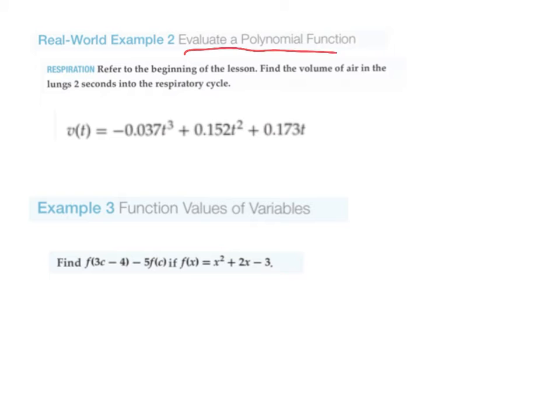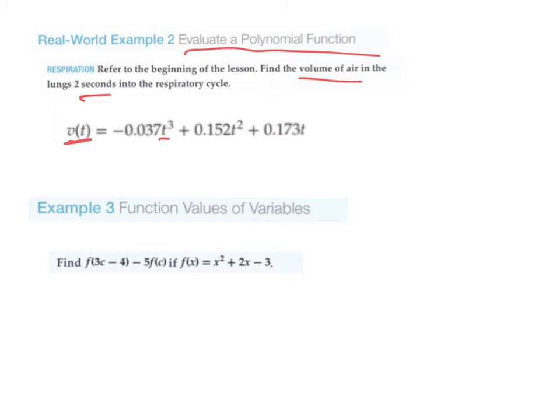Now we're going to evaluate polynomial functions. Evaluate just simply means putting a number that's given to us into our polynomial for the variable. So in this case, we want to refer to the beginning of the lesson. So here's our formula, our polynomial. And we want to find the volume. It gives us our time, so t stands for time. So we're going to substitute the 2 in for the t.